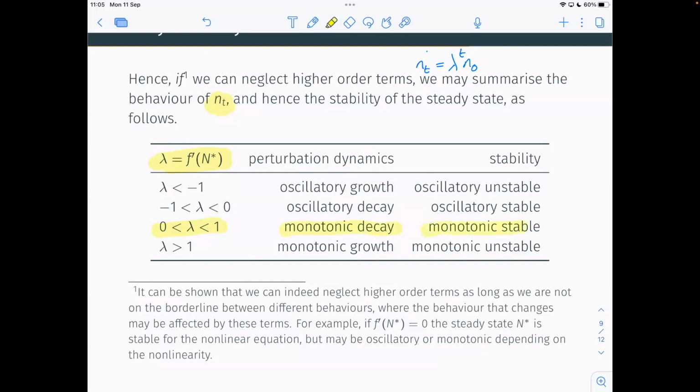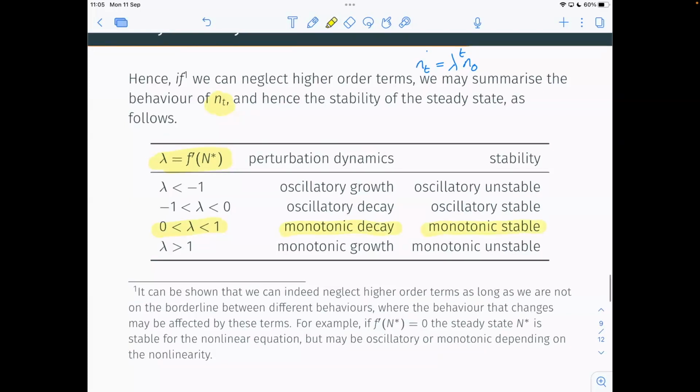And then we say that our steady state is therefore monotonic stable. The monotonic means that you just tend towards it from one side. Okay, that's what monotonic means. And it's stable because you're moving towards it. The size of this perturbation decays.